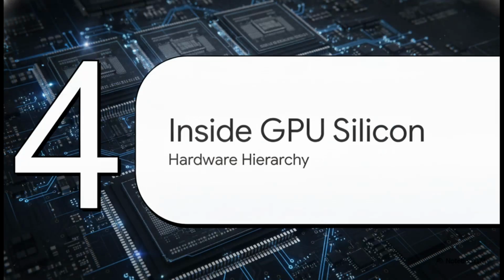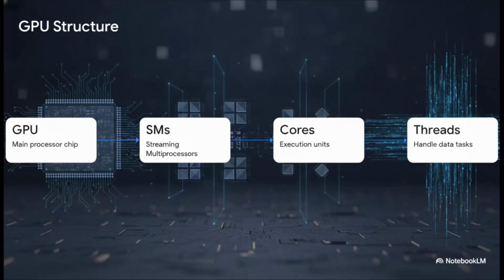Okay, part 4. Inside the GPU silicon and the hardware hierarchy. Let's zoom way in, microscopically, and look at how this silicon is actually structured to manage all of these simultaneous threads. A modern GPU is not just one giant flat processor, it's a highly structured logical hierarchy. The overall GPU chip is broken down into smaller processing groups called streaming multiprocessors, or SMs. These SMs are the fundamental building blocks of the architecture.